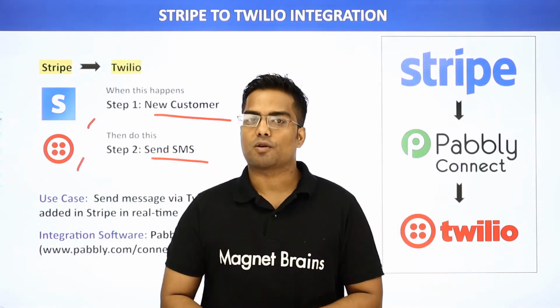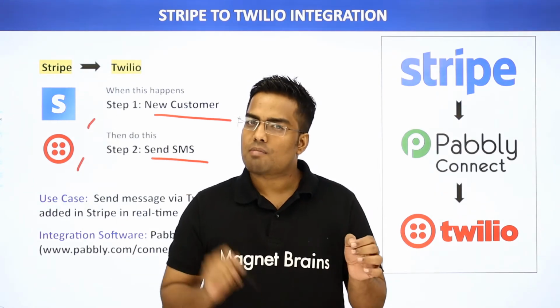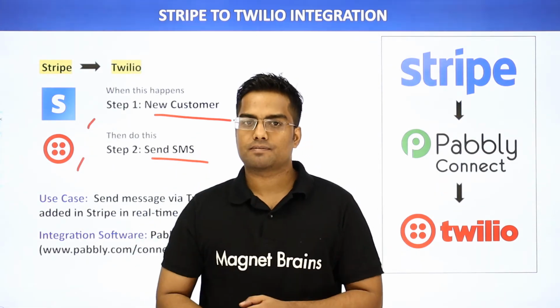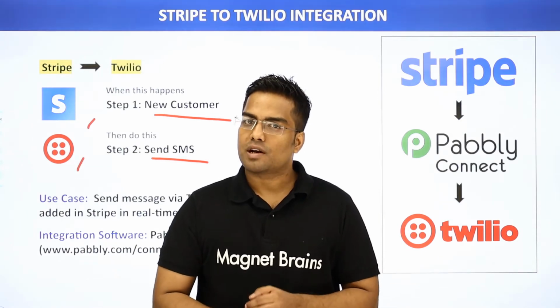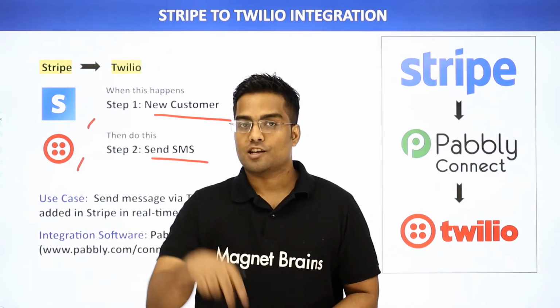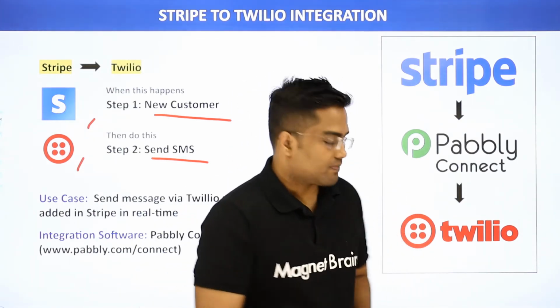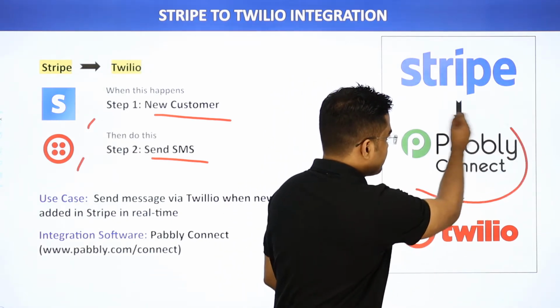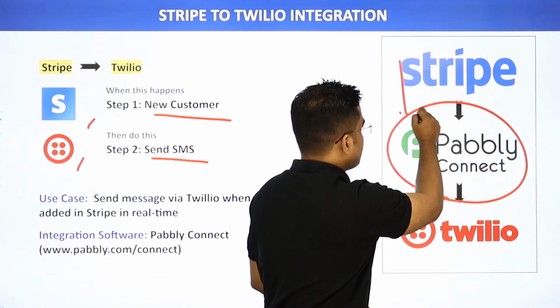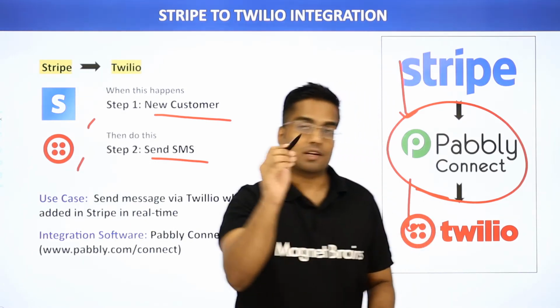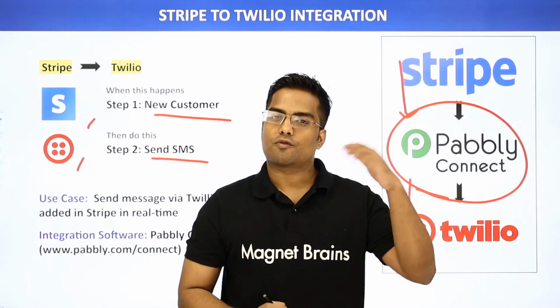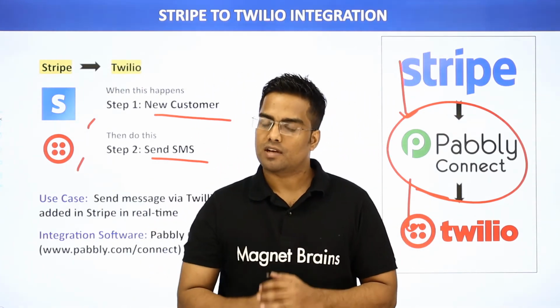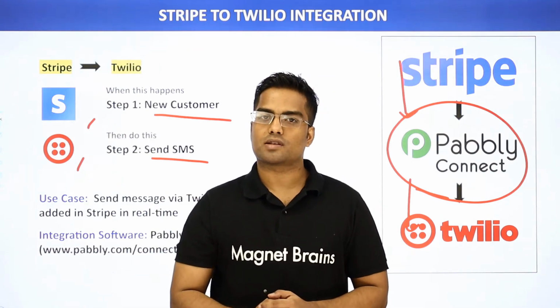But there is one minor problem. The integration between Stripe and Twilio is actually very limited. In cases like these, we need to bring a third app to connect them both. So in this video, we will use Pabbly Connect to integrate Stripe and Twilio. And the best part of using Pabbly Connect is, there is no need for coding skills or programming language. It can be done easily. Let me show you on my screen.